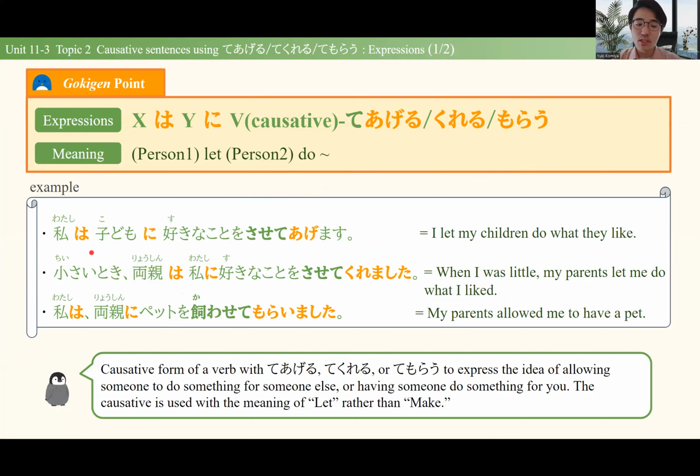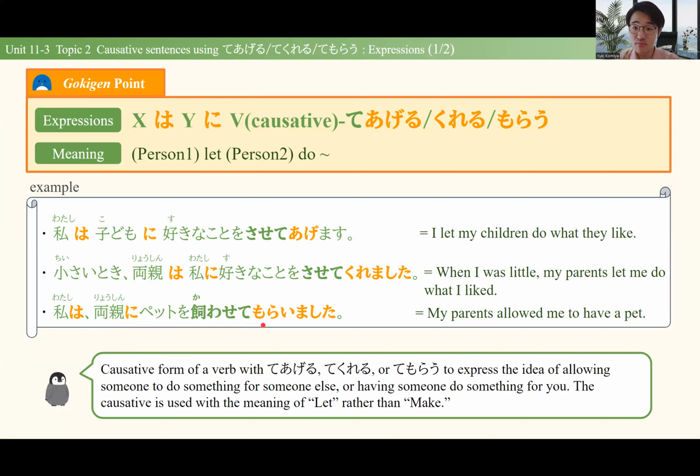In the first sentence, 私は子供に好きなことをさせてあげます。The permission is going from me to my child. So you are giving permission to your child. That's why it's あげる. In the second sentence, it's させてくれる because the permission is moving from your parents to you. This is the parents gave me the permission. That's why it's くれる.